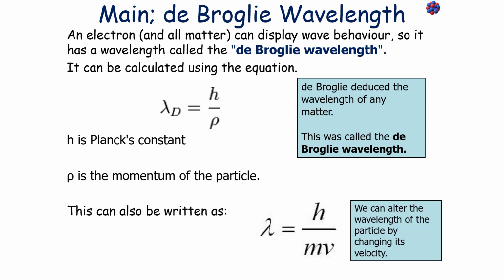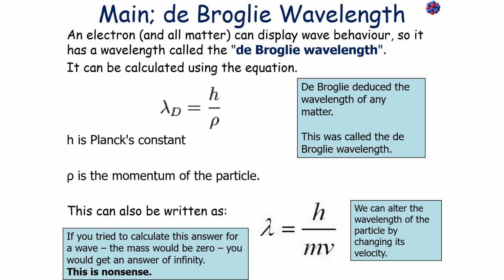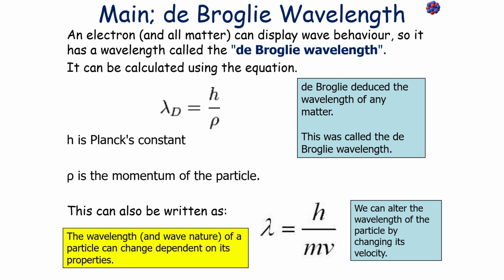Now, momentum is also written as mv, so you can write it as wavelength is equal to h over mv. That's very, very important. Now, this equation can only be used for matter particles, so therefore it can't be used to work out the wavelength of a wave. Now, the wave nature of the particle can determine its properties.